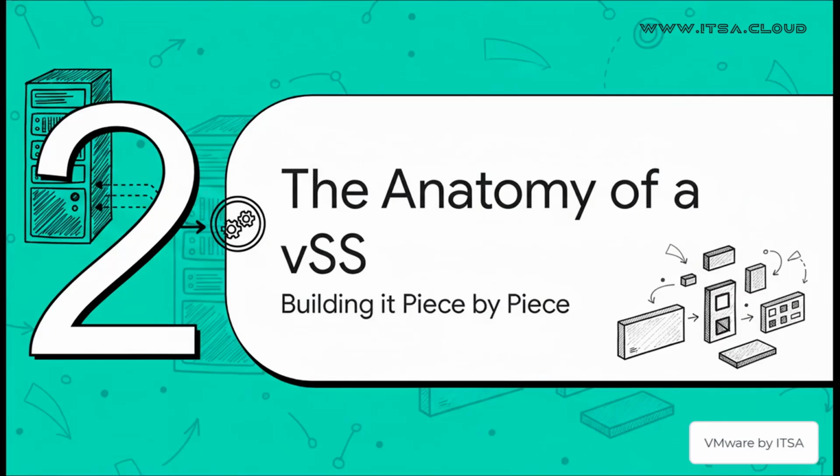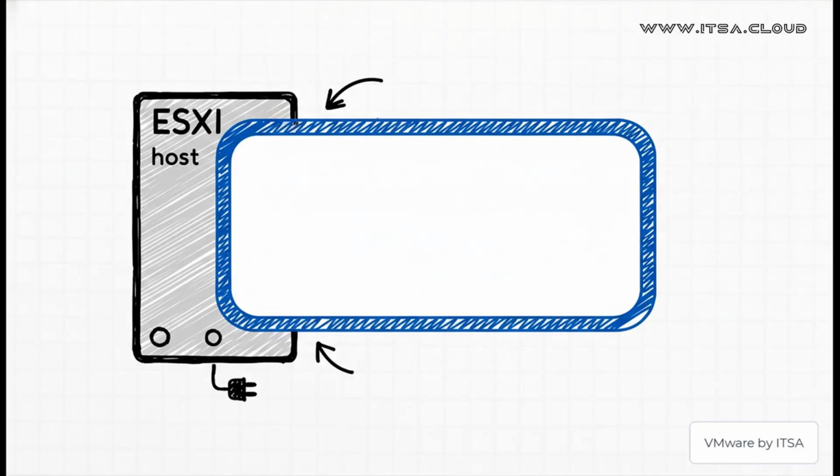But what's actually inside one of these virtual switches? To really get how it works, let's build one together, from the ground up, piece by piece. Okay, so first, we start with the container itself. This is the virtual standard switch. It's a logical boundary that keeps all the networking for this one host organized and totally separate from everything else.